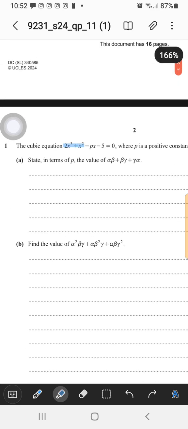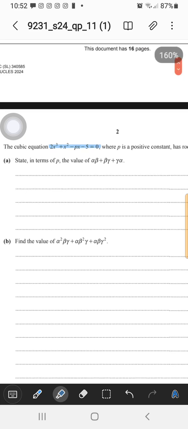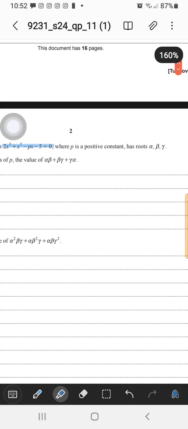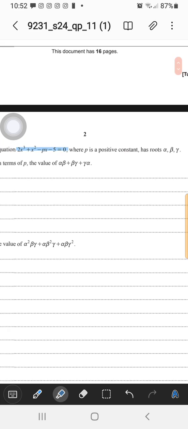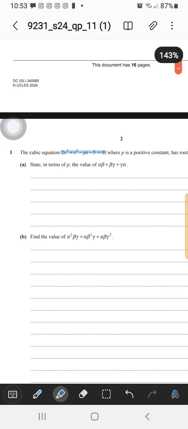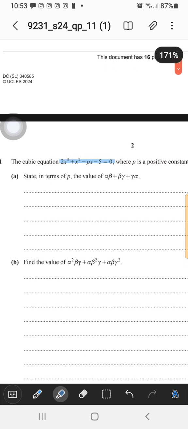So, the cubic equation 2x cube plus x square minus px minus 5 equal to 0, where p is a positive constant, has roots alpha, beta, gamma. State in terms of p the value of the sum of alpha beta, beta gamma and gamma alpha.